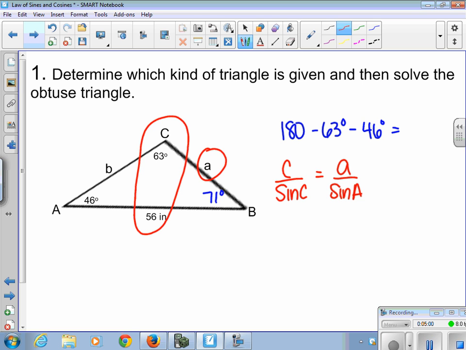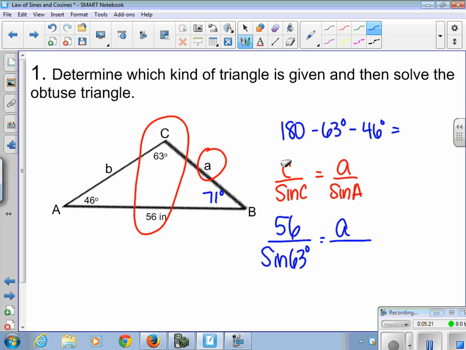So you're only going to ever be using 2 parts at a time when you solve. And now I'm just going to plug in everything I know. So what goes in for side C? 56. Angle C is 63, so I'm going to take the sine of 63 degrees. Set that equal to, I'm looking for what A is, so I'm going to leave that.